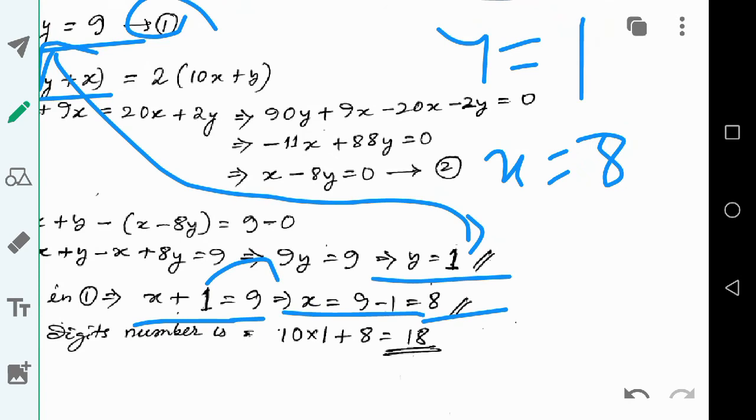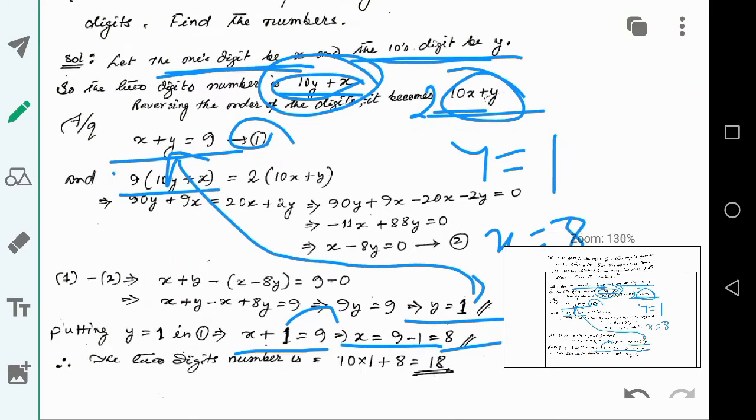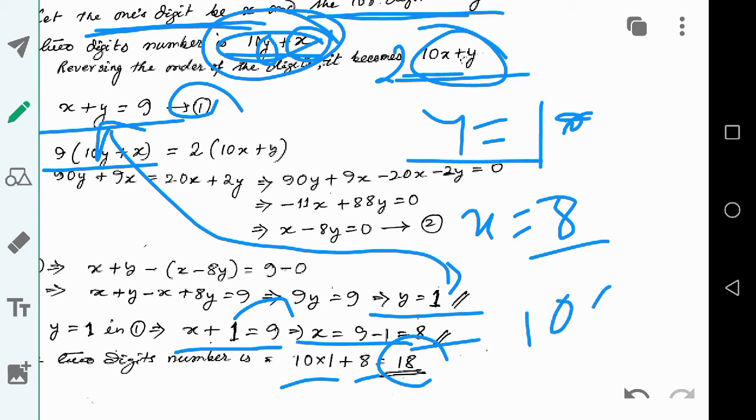digit, so how to obtain the number? The number was 10y plus x, so replace the y by 1 and x by 8. Then you will get 10 into 1 plus 8, that is equal to 18. The 10th digit is y, so 10 into y, that is 1, plus the 1st digit, that is 8. 10 plus 8, 18. That's how we can obtain the 2-digit number.